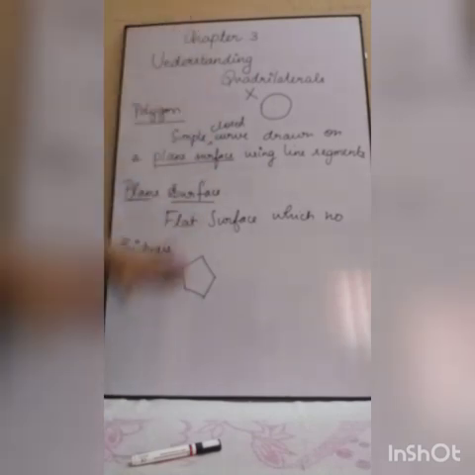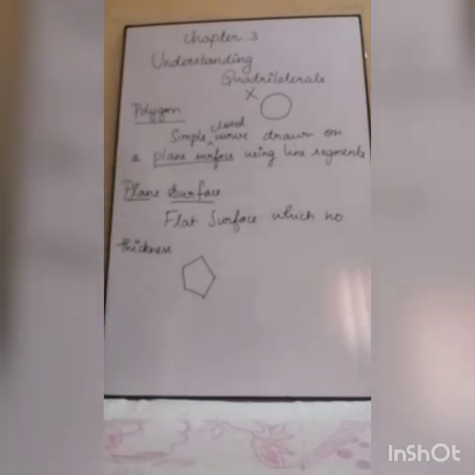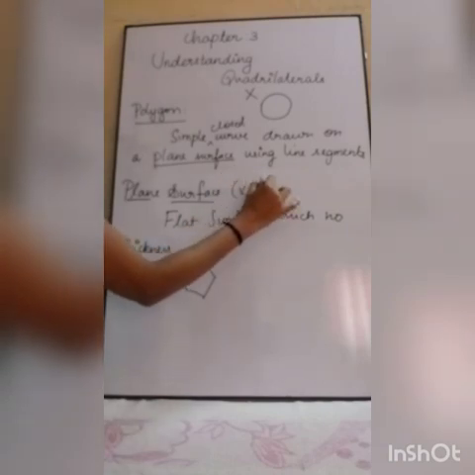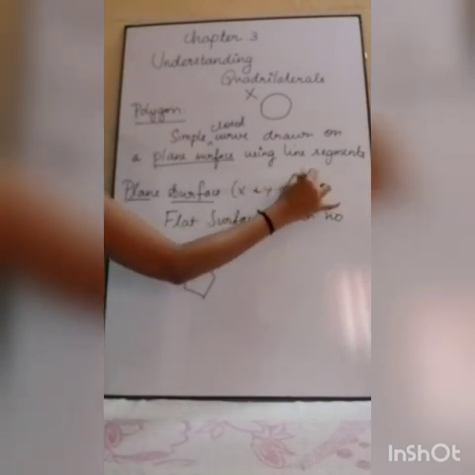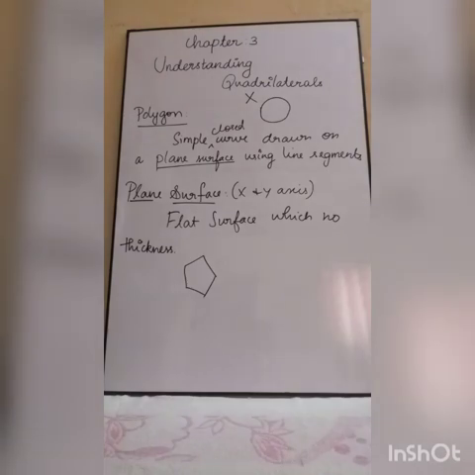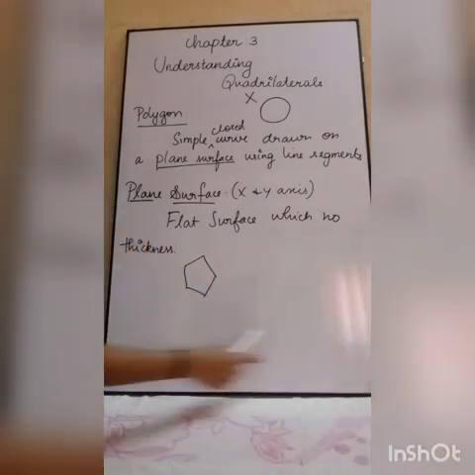So this is your plain surface where you can draw. Always in a plain surface we will have only x and y axis. Why? Because in this first layer of the board, you can take this as the y axis and this as the x axis.